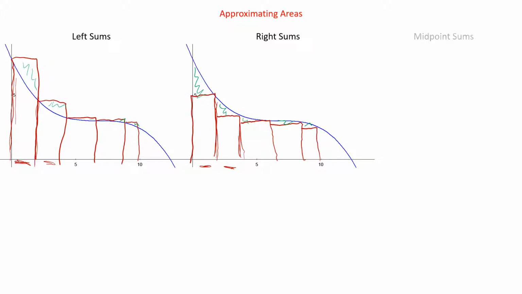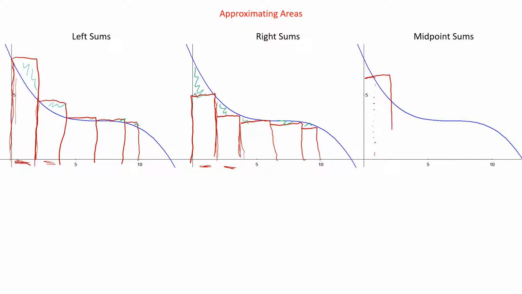Another way of approximating with rectangles is to use the midpoint of the rectangle as your height. And so in this case, instead of going up on either side, we would go up in the middle of the rectangle to the function. The rectangle goes each way. We go up in the middle, rectangle goes each way. Go up in the middle, rectangle goes each way.